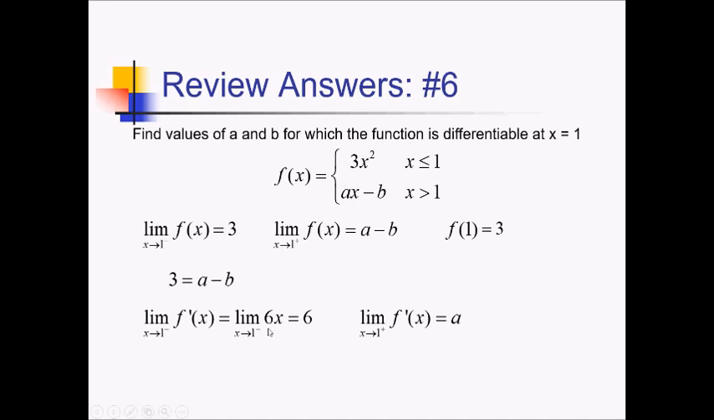Now we know that the left and the right side limits have to match up for f prime if the function is to be differentiable. So that means that 6 and a must be the same thing. Well, if a equals 6, we actually have enough to go back and solve for b in this original equation here. So let me plug 6 in for a in this equation. So I can write 3 equals 6 minus b. And then solving for b, I can add b over here and subtract 3 to get b equals 3.